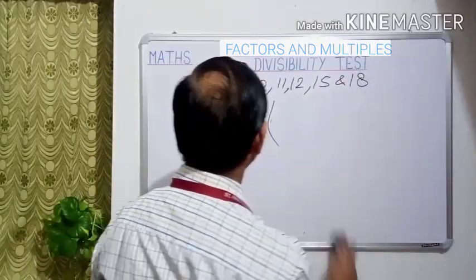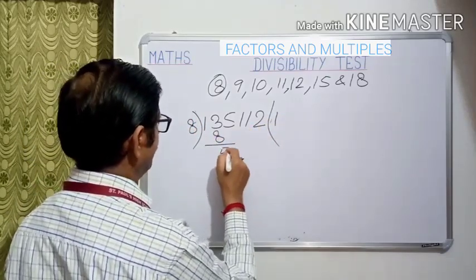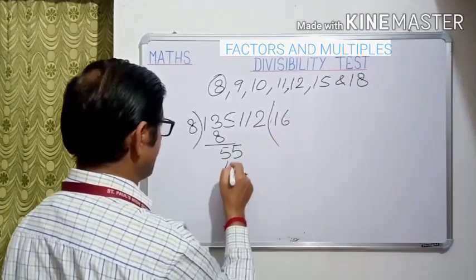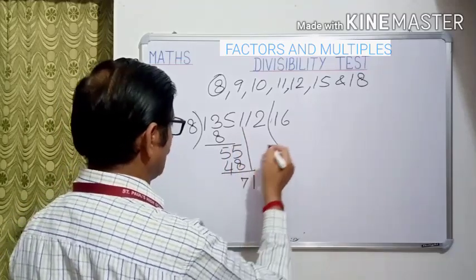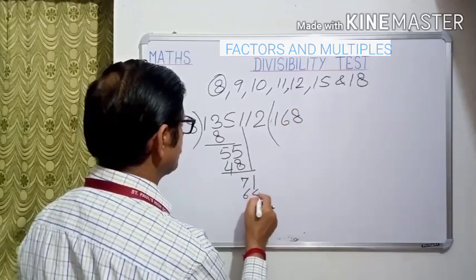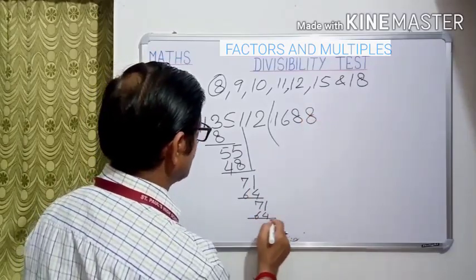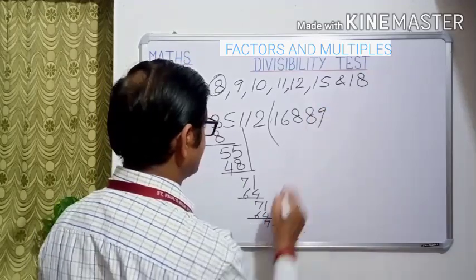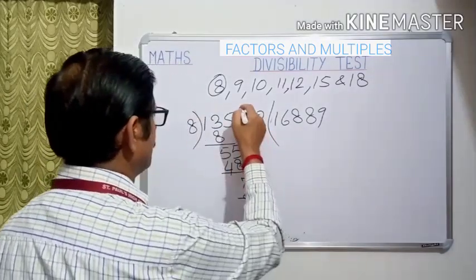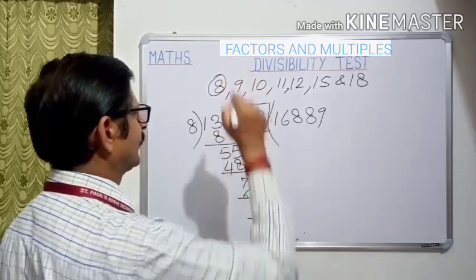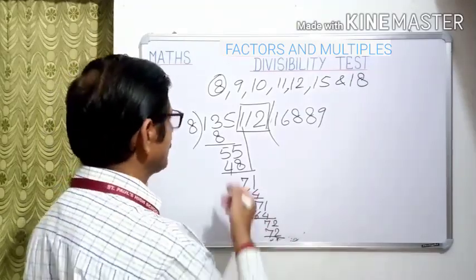Let us do that. Yes. 8 1s are 8, 55. 8 6s are 48, 71. 8 8s are 64, 72, and 8 9s are 72. See, if you know the test, you need to divide only this much, and you know 14 8s are 112. So you can do it orally also without actual division.